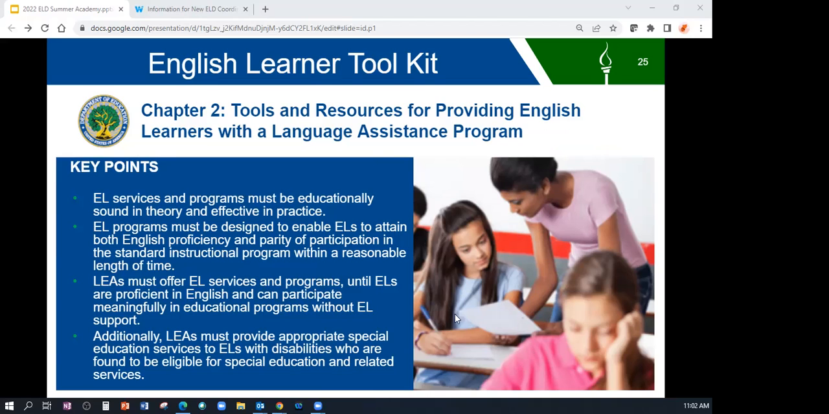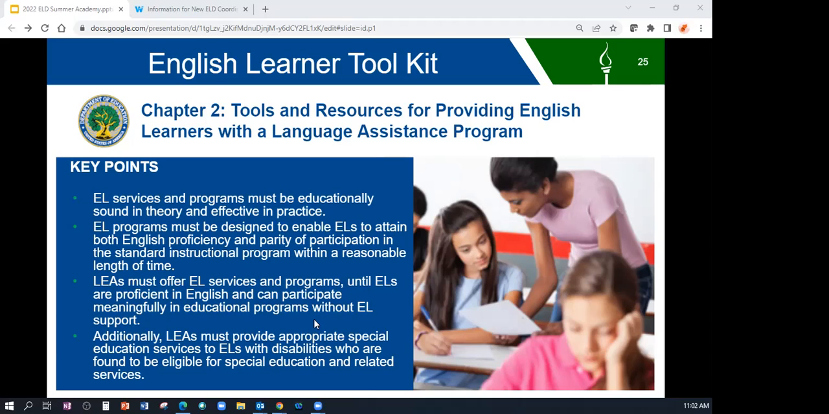Next thing that we need to look at are the tools and resources for our language assistance program. So again, this goes back to Castaneda. The EL services and programs must be based on educationally sound theory and effective practice. They must be designed to enable English learners to participate in the standard classroom within a reasonable length of time. They must offer services and programs until they are proficient in English and can participate meaningfully in the educational program.